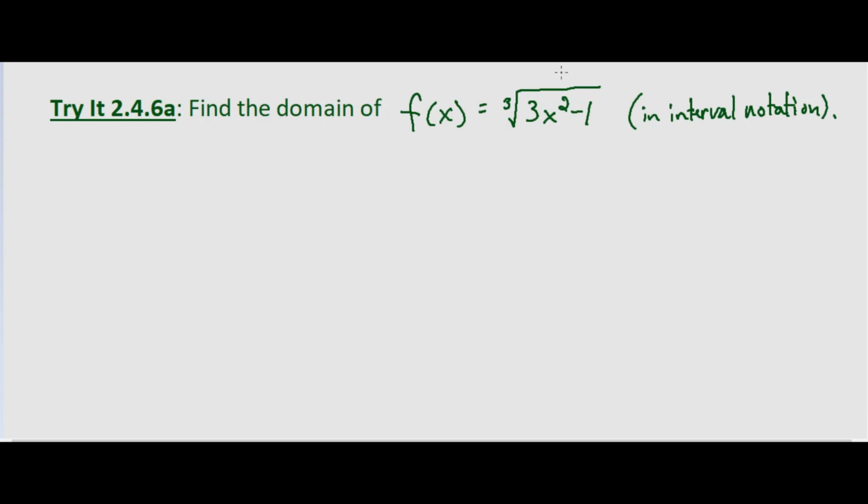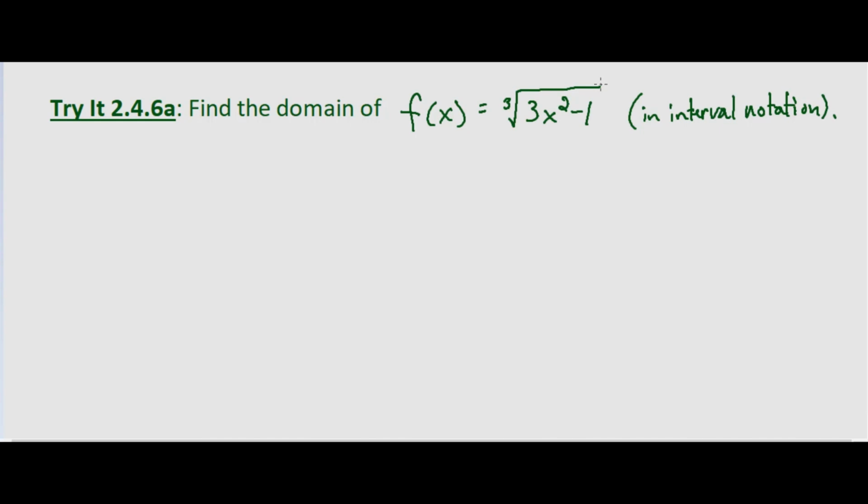In one of our previous exercises, we had a rational expression, a fraction, so we knew the denominator couldn't be equal to 0. But in this case, we don't have a fraction. We have a polynomial, the quadratic 3x squared minus 1. For a quadratic expression, there's nothing that limits x there either.